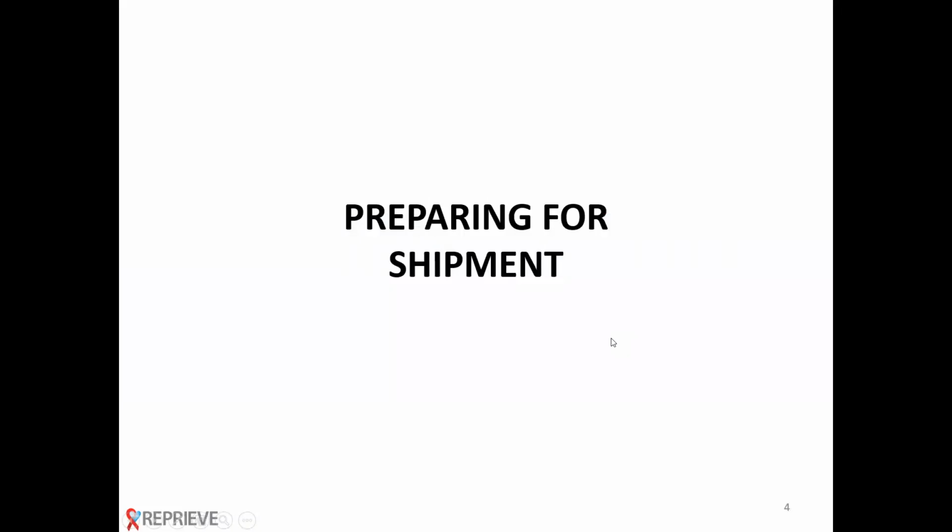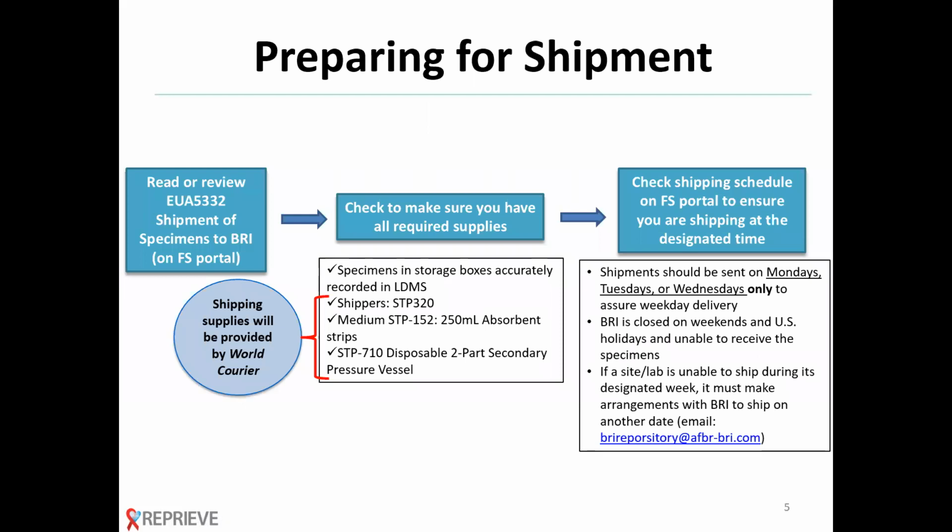First, we're going to discuss preparing for shipment. So read and review the shipment of specimens to BRI. Then make sure you have all of your required supplies. If you look down at our checklist there, make sure that your specimens are accurately recorded in LDMS in your storage module. Get your STP-320 shipper, your absorbent strips, and your pressure vessel. And those are the supplies provided by World Courier.